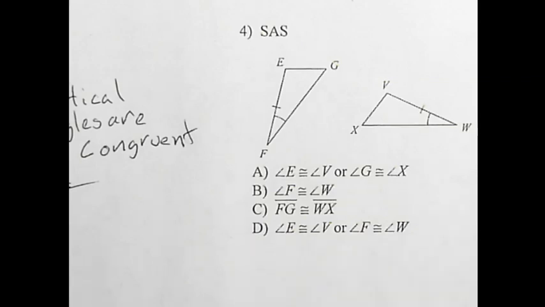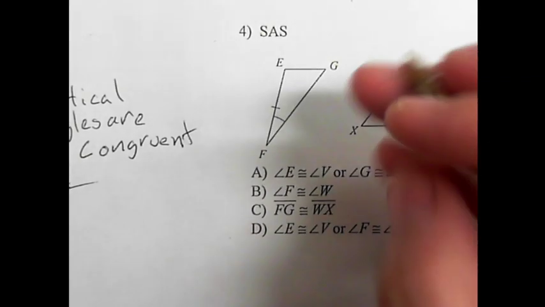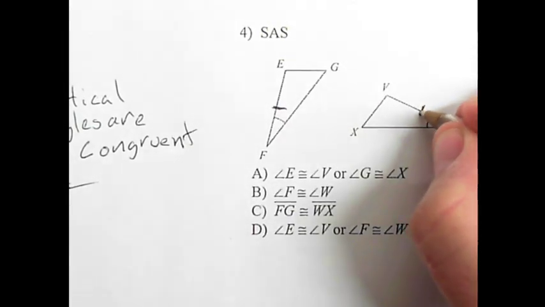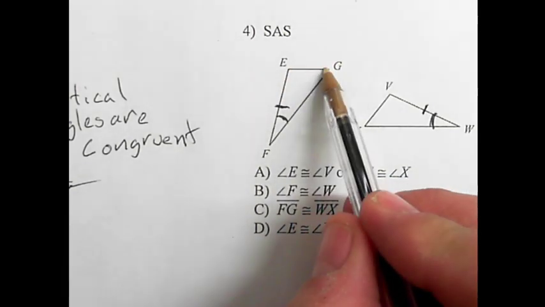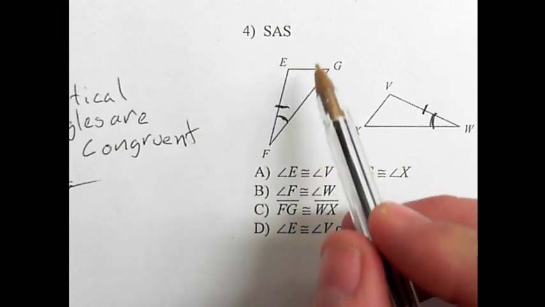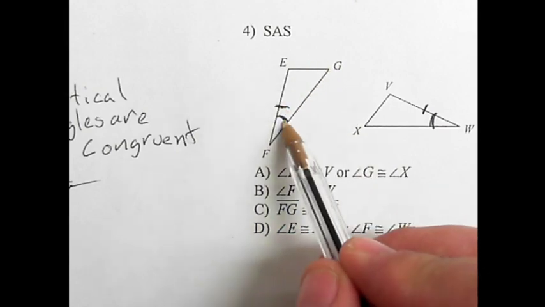If I'm going to prove this one by side angle side, again, I have a side, I have an angle, but now which sides need to be congruent in order to prove this? E and G and B and X. Well, now if I do E and G, that would be side, side, angle.